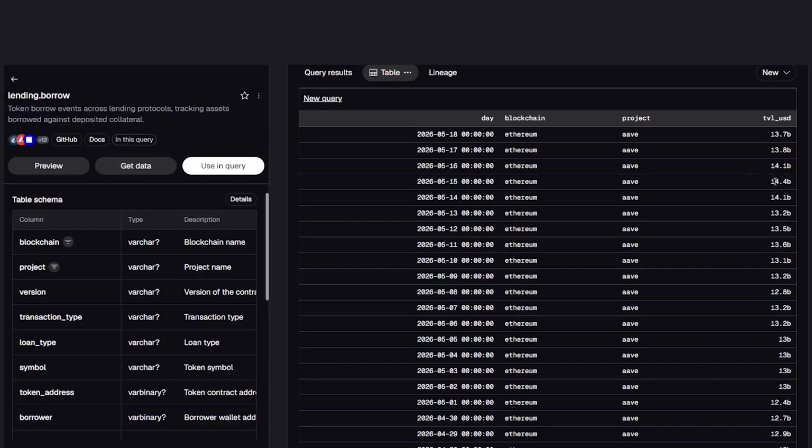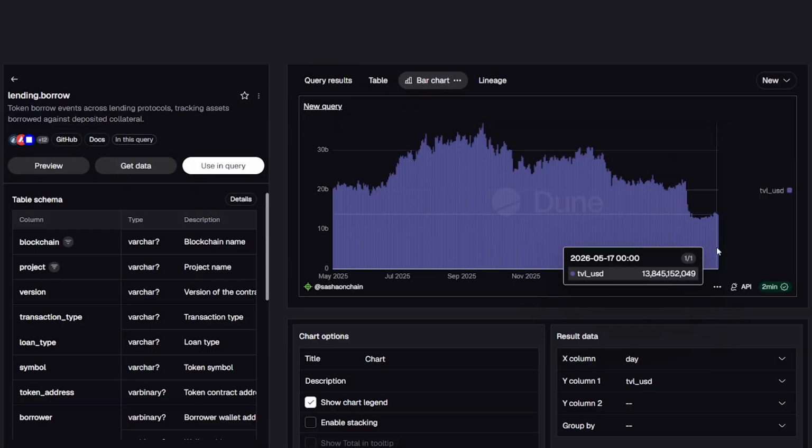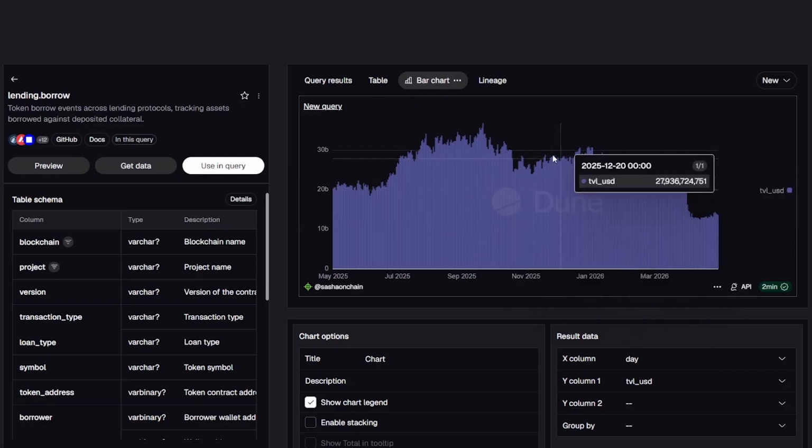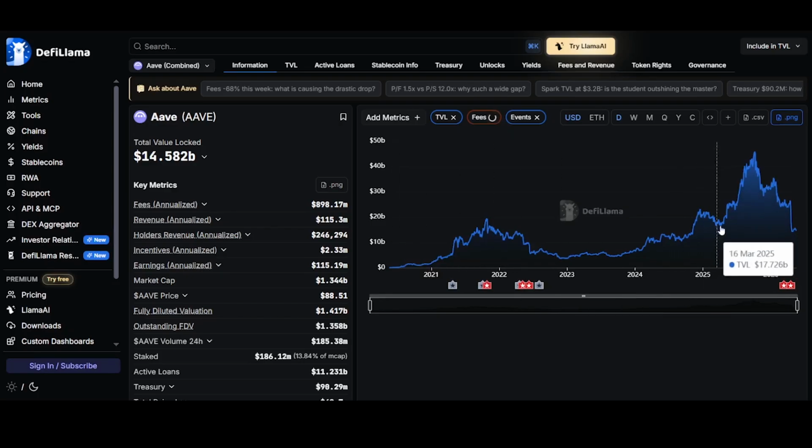The numbers are now quite close to what DeFiLlama shows. The small difference is because DeFiLlama includes interest that is continuously growing every second. And if you turn off the borrow toggle, the numbers match perfectly.